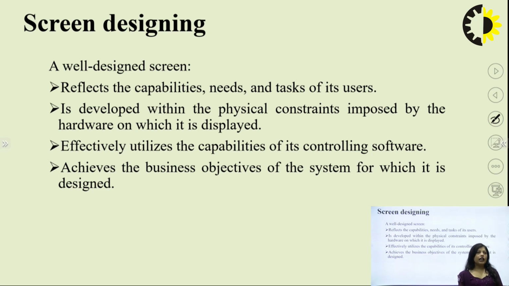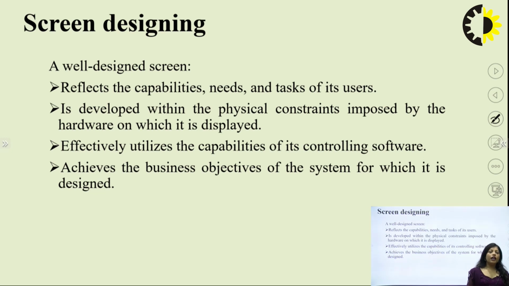Next, a well-designed screen is developed within the physical constraints imposed by the hardware on which it is displayed. When you are designing a website, the system is like a desktop or mobile device. The monitor is a hardware device on which our screen is shown. So there are some physical constraints which the designer has to follow when creating a design or making the screen, which are imposed by the hardware on which it is displayed.